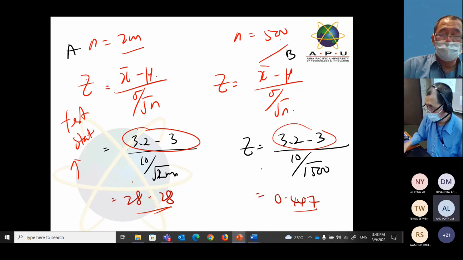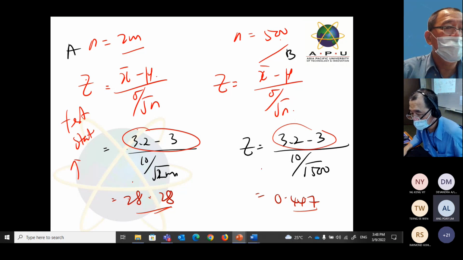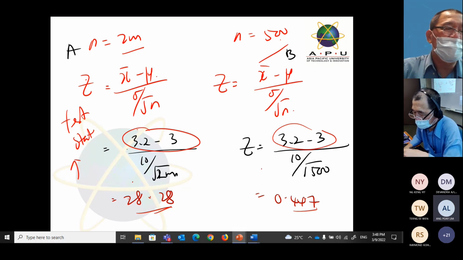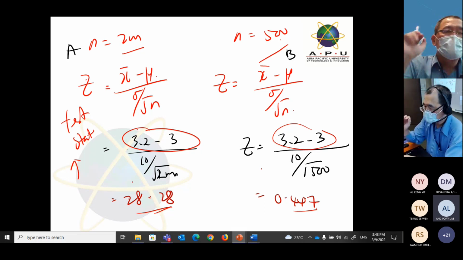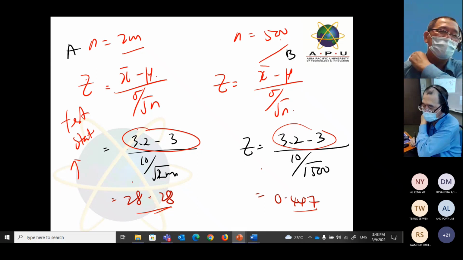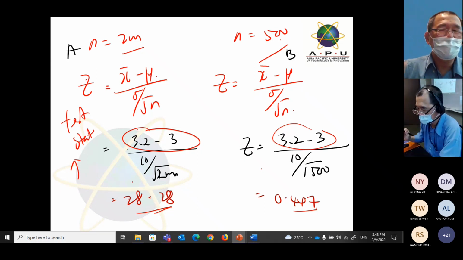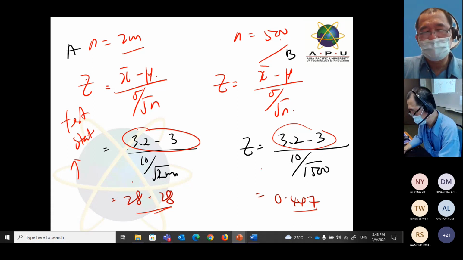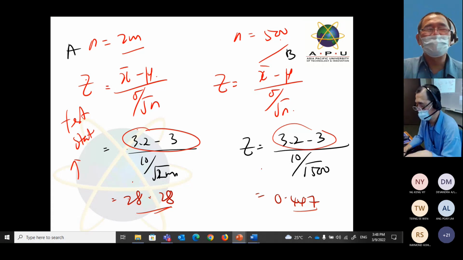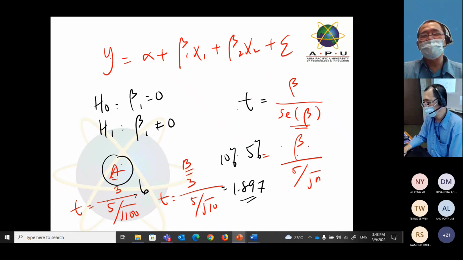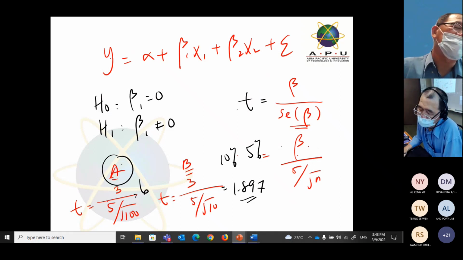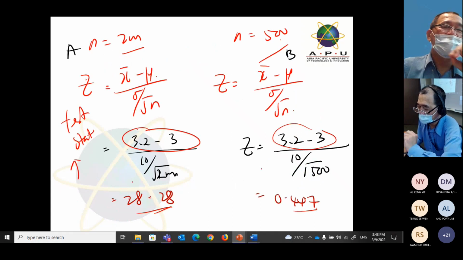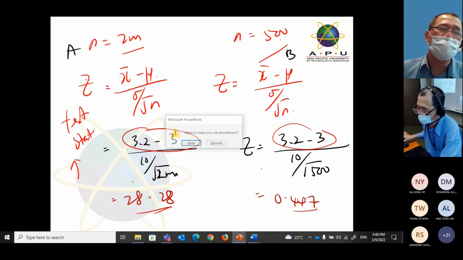Also, if the Z value is the same as our critical value, what is the result? Should we reject? Okay, good question. But it seldom happens. It's a theoretical question, not a practical question, because it seldom happens. It's just an example.